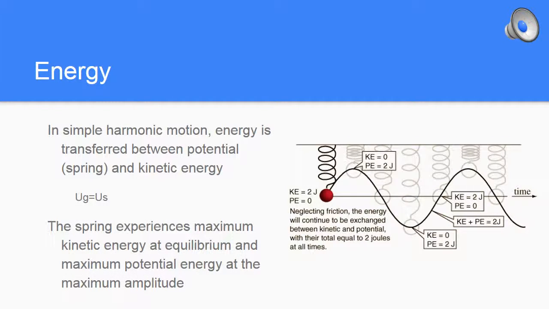In simple harmonic motion, energy is transferred between potential spring energy and kinetic energy. If the spring is hanging, the potential gravitational energy is equal to the potential spring energy. The spring experiences a maximum kinetic energy and a minimum potential spring energy at the equilibrium point, and a maximum potential spring energy and a minimum kinetic energy at the maximum amplitude.